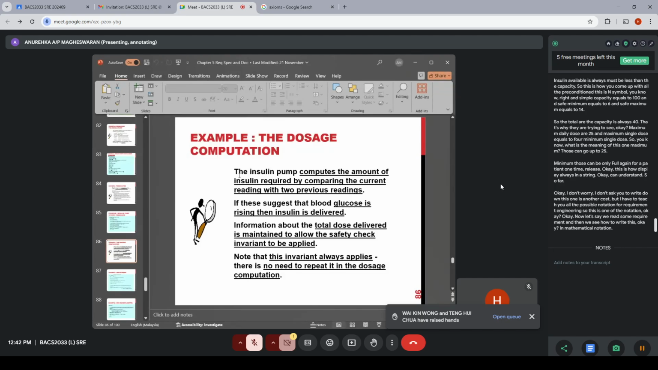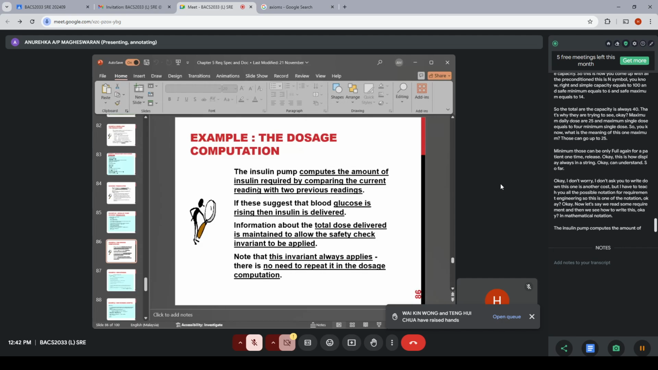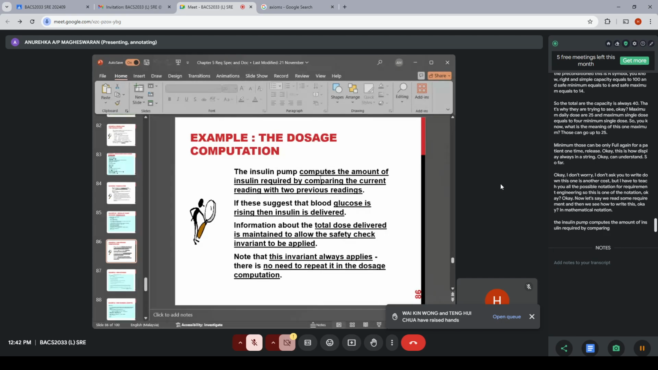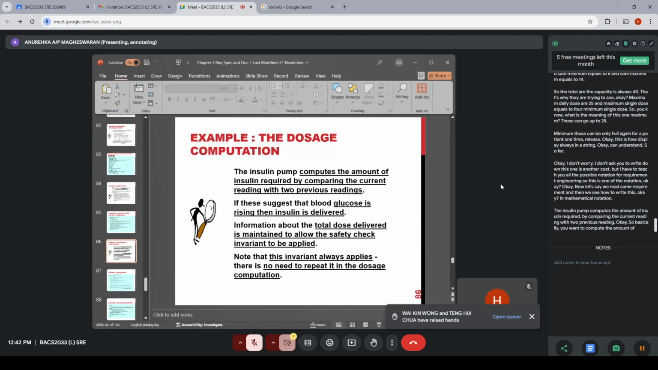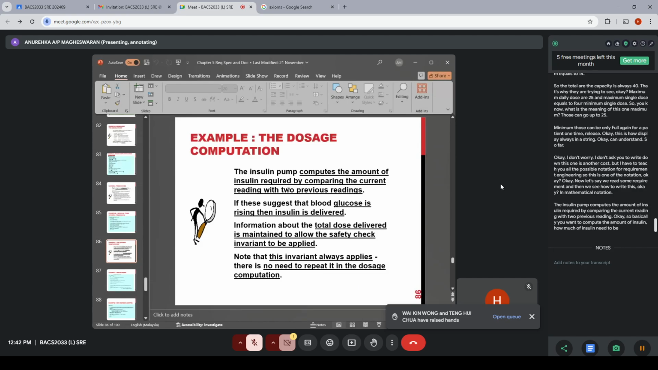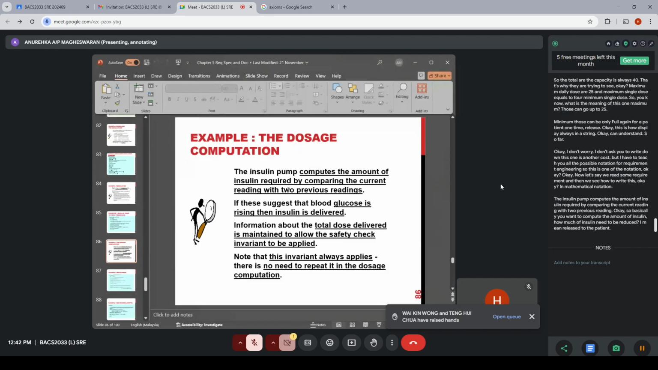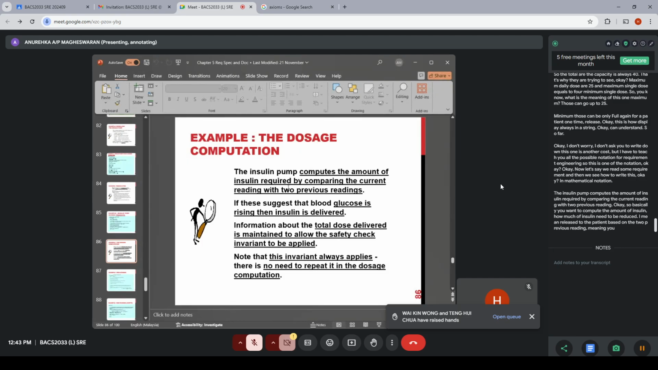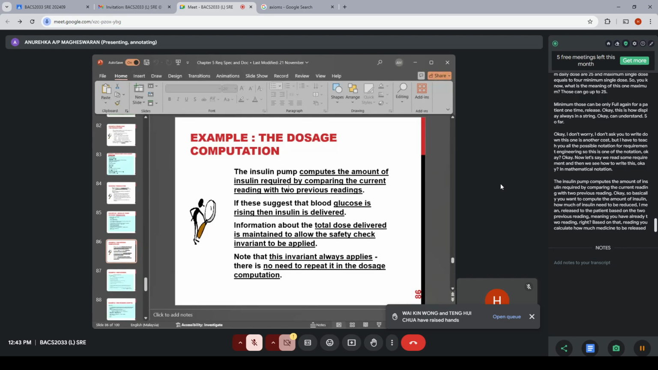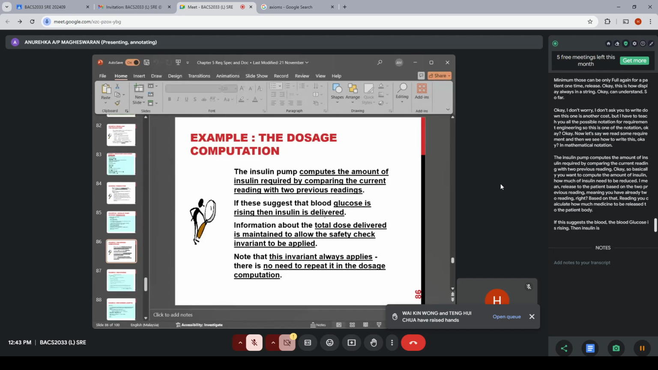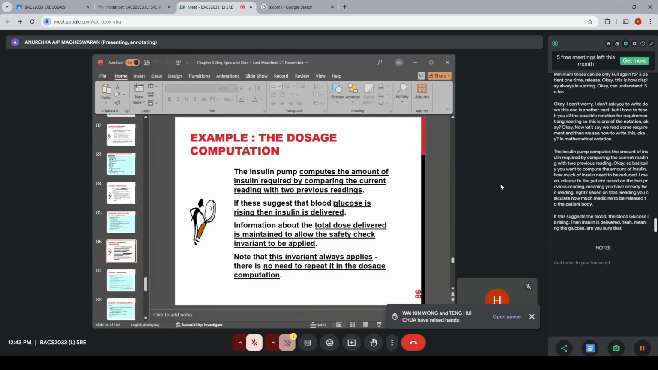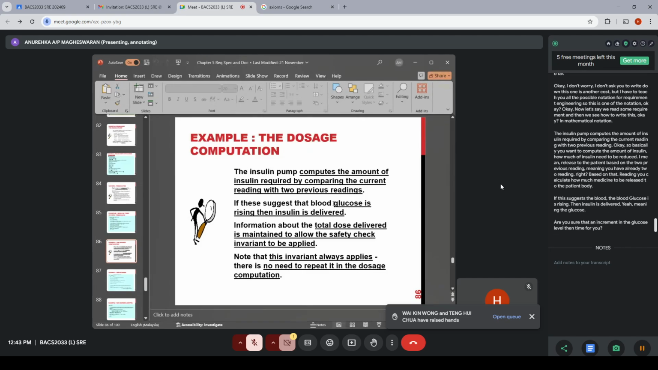The insulin pump computes the amount of insulin required by comparing the current reading with two previous readings. So basically you want to compute how much insulin needs to be released to the patient based on the two previous readings. Meaning you already have two readings, right? Based on that, you calculate how much medicine to be released to the patient's body. If this suggests the blood glucose is rising, then insulin is delivered. Meaning if you see an increment in the glucose level, then it is time for you to release the insulin.